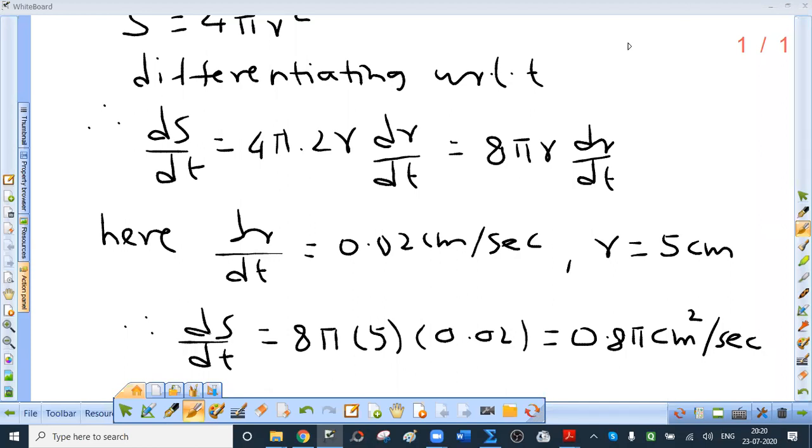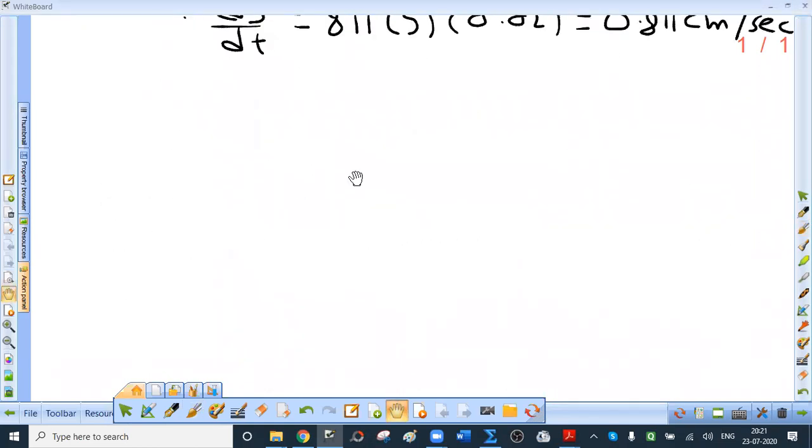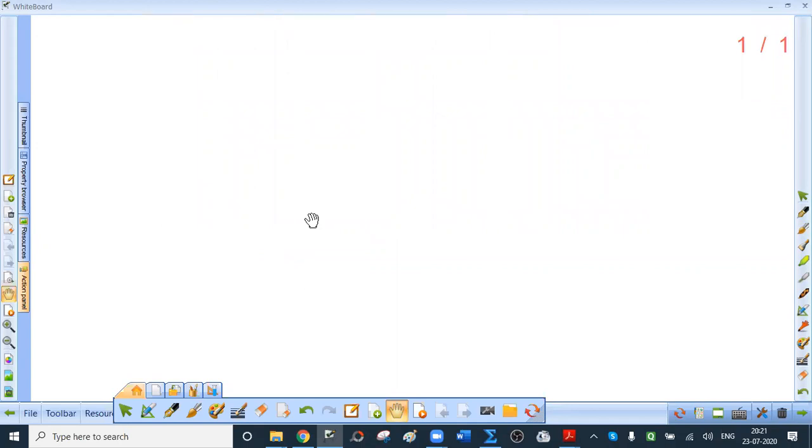Let R be the radius, S be the surface area, and V be the volume of the spherical balloon at any time t. You have to write this in exam.